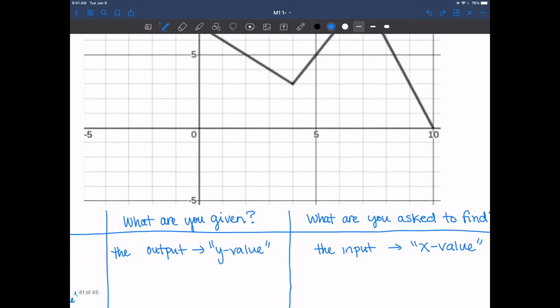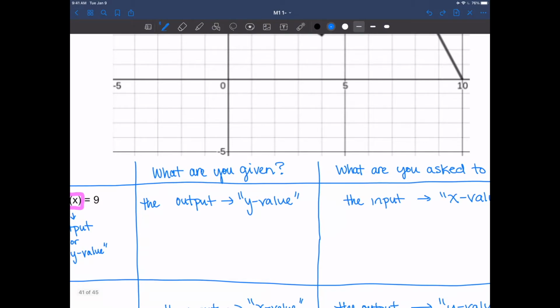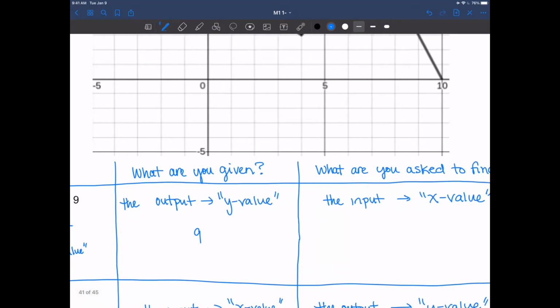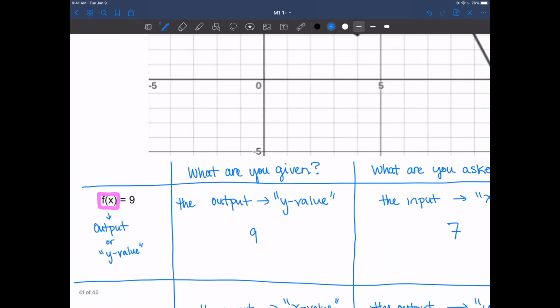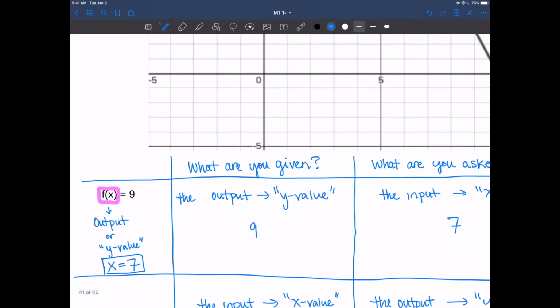So I'm going to come down here. Right? The y value was 9. The x value is 7. Okay, so your answer is x equals 7. I'm just going to put that in that space right there.